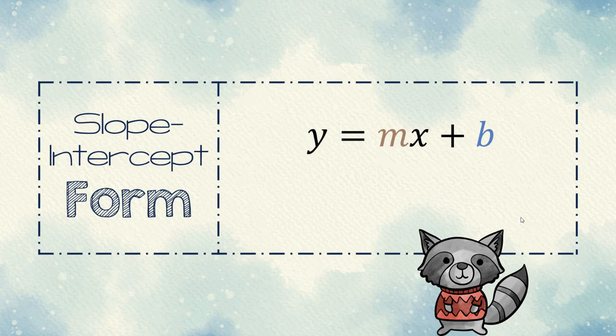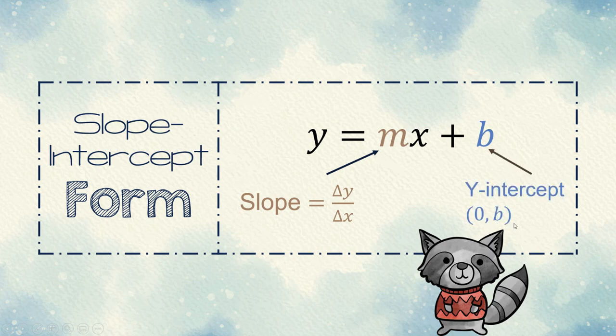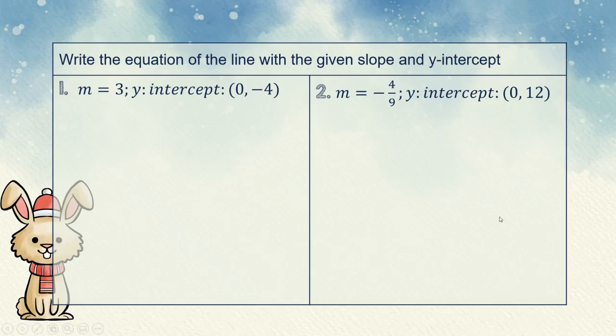Slope-intercept form, y equals mx plus b. We've worked with this a lot as for graphing it. We know the slope is what tells us m, and that's our change in y over change in x, and b is the y-intercept. Where does the line cross the y-axis? We always write that as the ordered pair, (0, b).